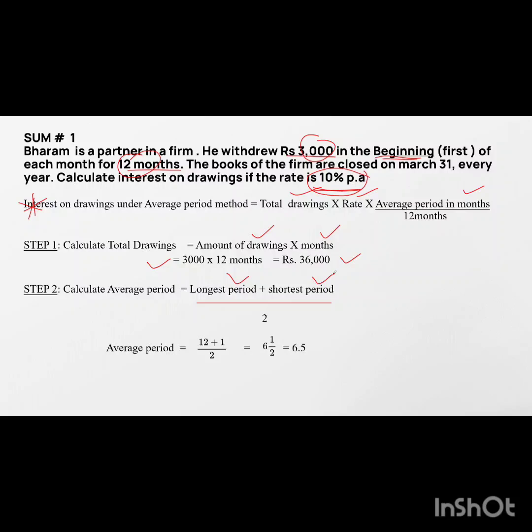We'll move on to the third step, which is to calculate the interest on drawings under the average period method. The formula which we have already seen is total drawings into the rate into average period in months. Total drawings we had calculated as 36,000. The rate is 10% given in the question, and the average period we had calculated as 6.5 months, that is 6.5 divided by 12. When we simplify it, we get the answer as rupees 1,950. So this is the interest on drawings under the average period method. Now we'll move on to the next question.